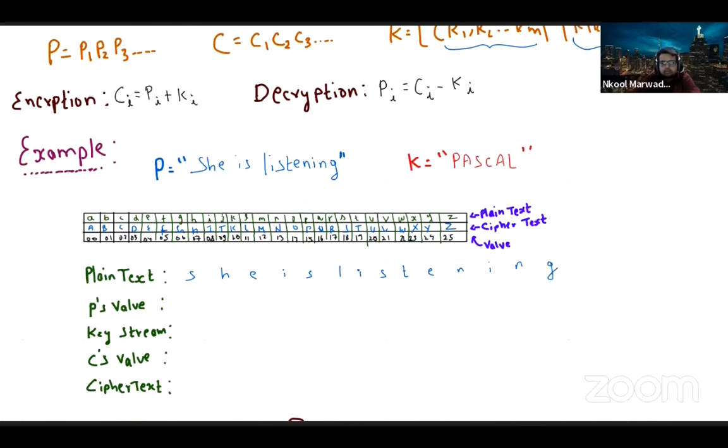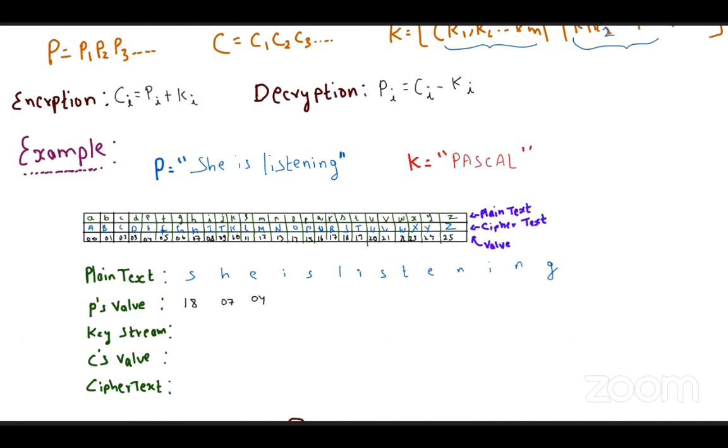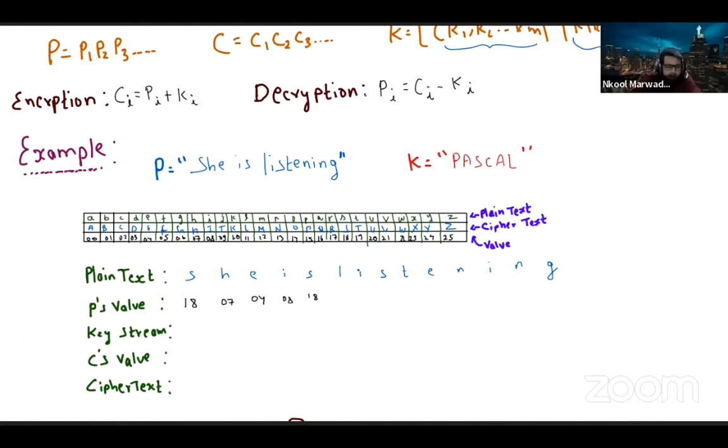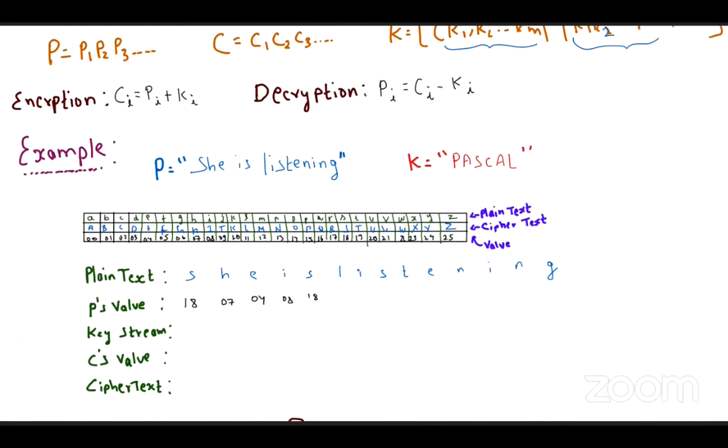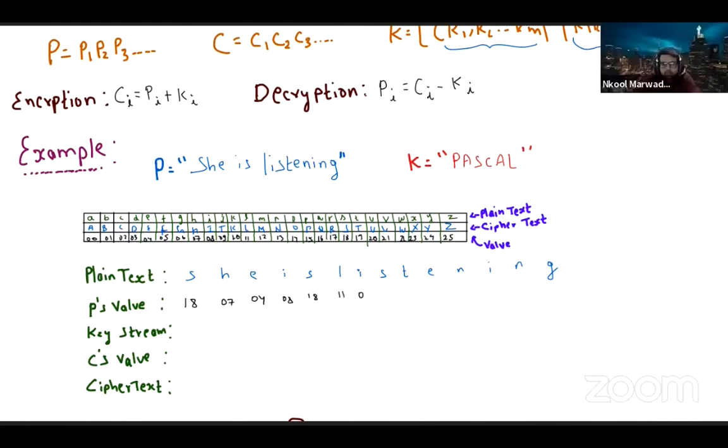Now the P values from this table: S is 18, H is 7, E is 4, I is 8, S is 18, L is 11, I is 8, S is 18, T is 19, E is 4, N is 13, I is 8.